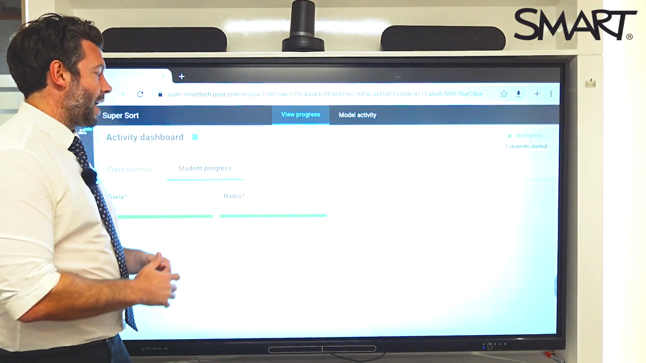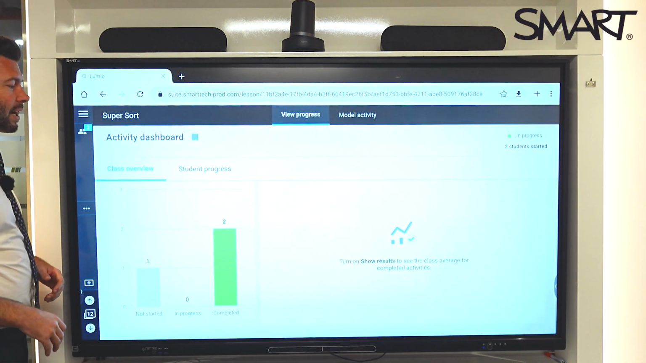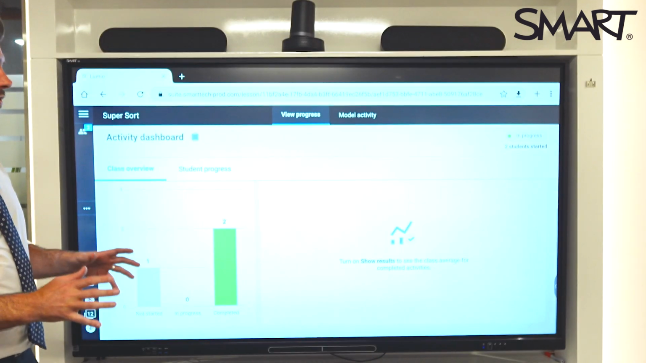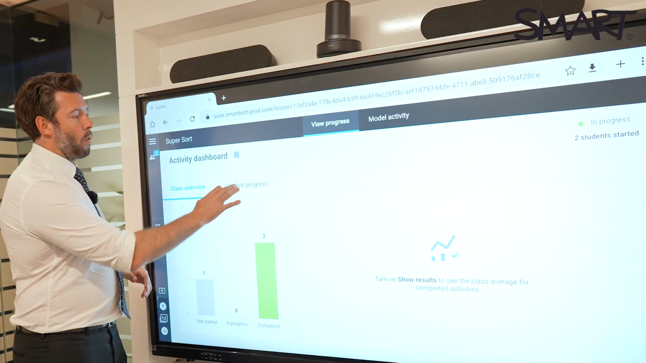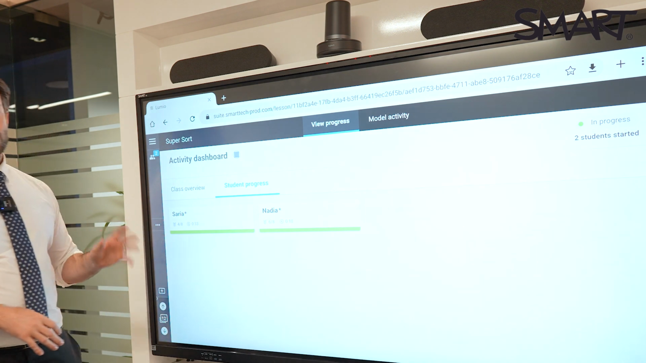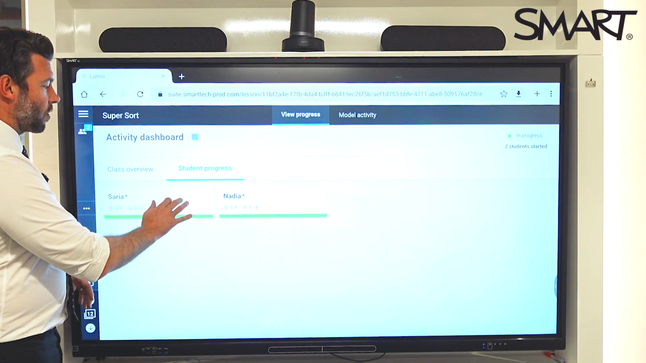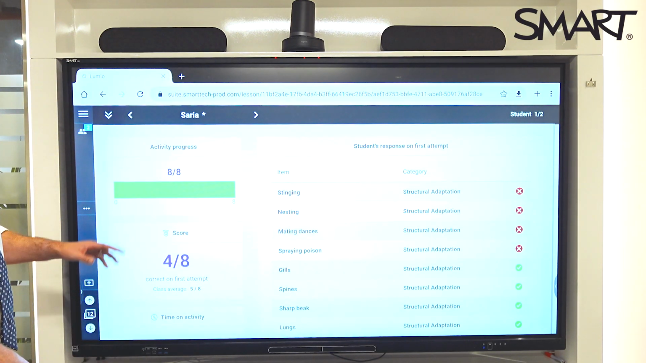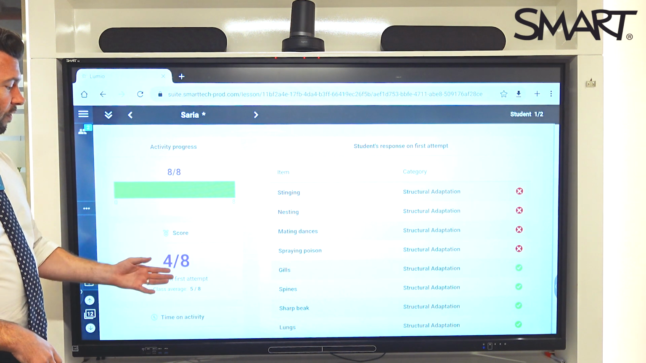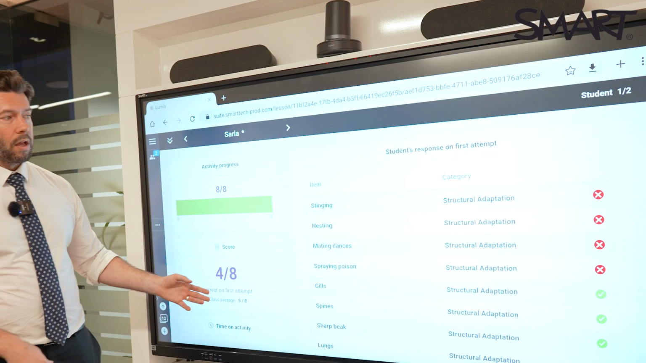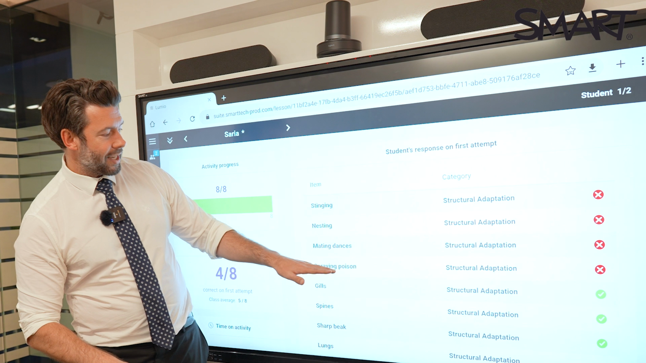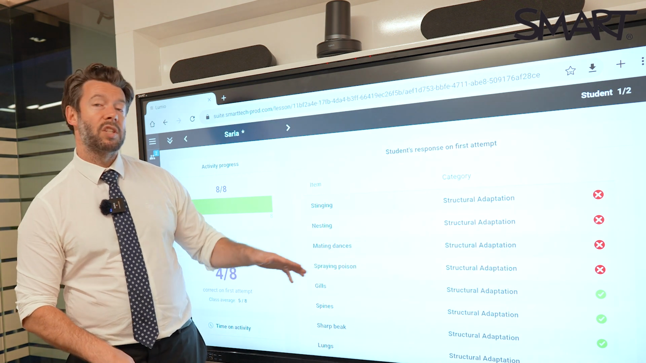Go to view progress, and I can see from here, if I look at my class overview, my 2 students have completed this. What I can then do is look at the student progress. If I click on one of my students here, I can see that yes, they got 8 out of 8, but the first time round, they only got 4 out of 8. And what's so good about this is it will then tell me the questions or the areas they struggled with.